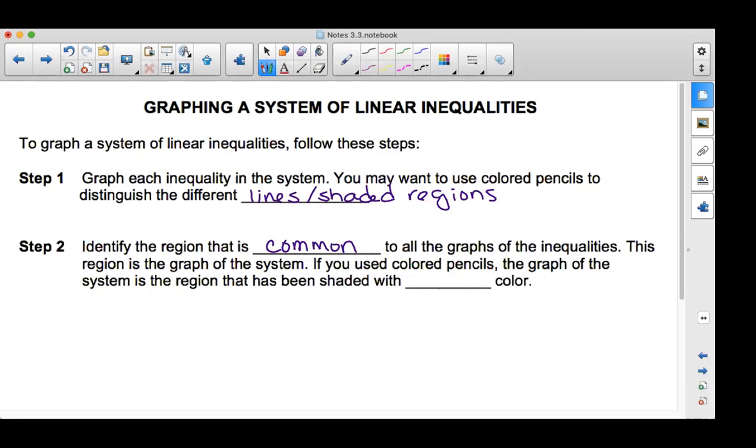This region is the graph of the system. So again, the graph of the system is that solution region. If you use colored pencils, the graph of the system is the region that has been shaded with every color. Or both colors, depending on how many we have. So that overlapping region where both colors are kind of shaded or meeting together.